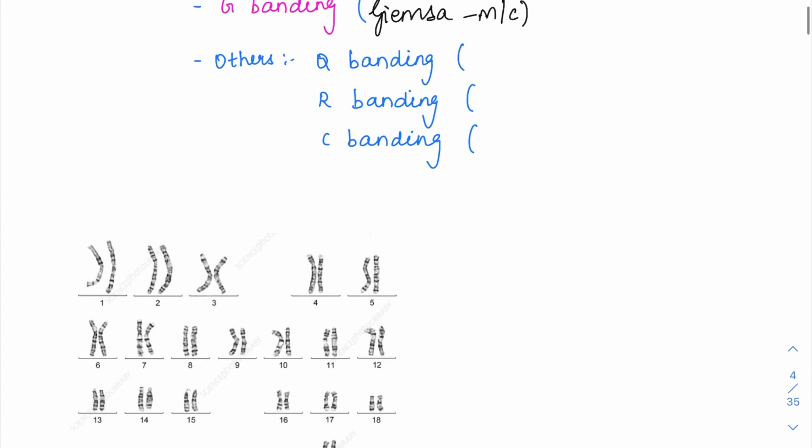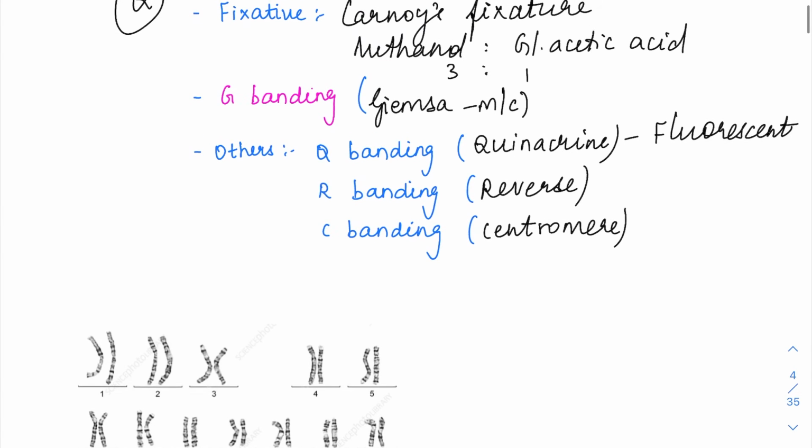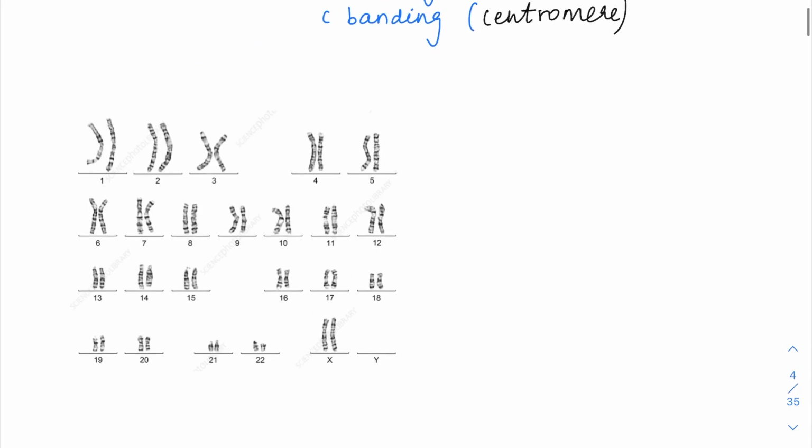We can also have other stains for visualizing the chromosomes: Q banding for quinacrine, R banding for reverse banding, and C banding for centromere banding. Quinacrine is a fluorescent dye, so you have to visualize it under the fluorescent microscope. So Q banding, R banding, C banding, and the most common one is G banding, which is for Giemsa.